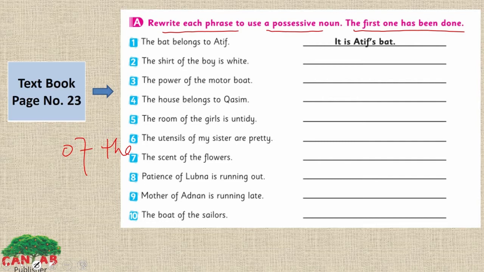The first one is done for you. It is Asif's bat. You have to rewrite like this one. All the other two. The bat belongs to Atif. The shirt of the boy is white. Here the boy is an animate noun. So what we will do? The boy's shirt is white. I hope, dear student, you can do the other sentences too by yourself.